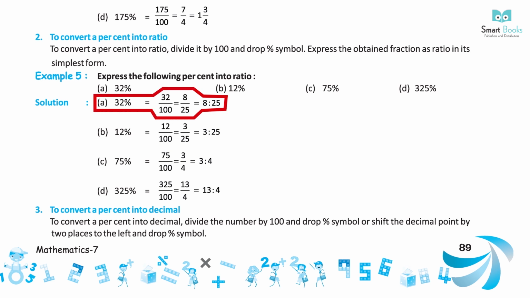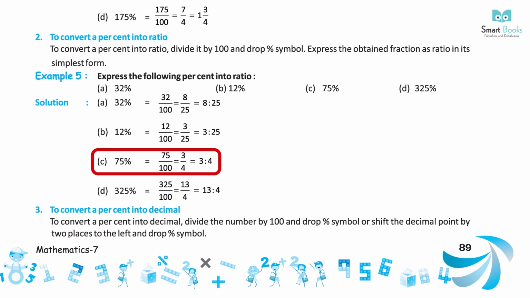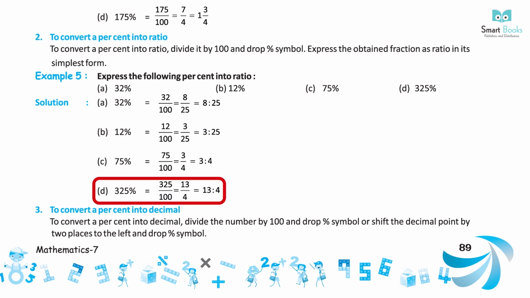A. 32% is equal to 32 upon 100 is equal to 8 upon 25 is equal to 8:25. B. 12% is equal to 12 upon 100 is equal to 3 upon 25 is equal to 3:25. C. 75% is equal to 75 upon 100 is equal to 3 upon 4 is equal to 3:4. D. 325% is equal to 325 upon 100 is equal to 13 upon 4 is equal to 13:4.